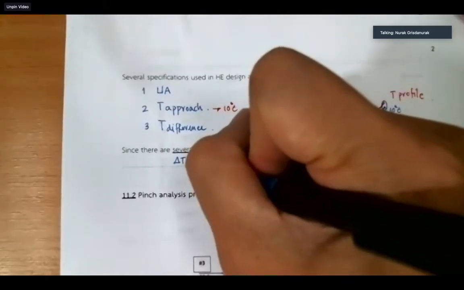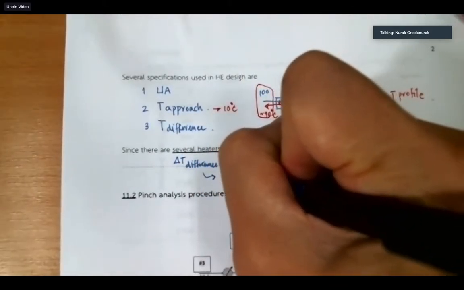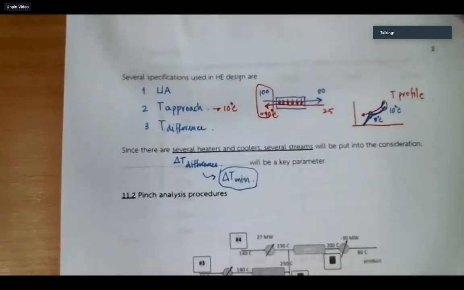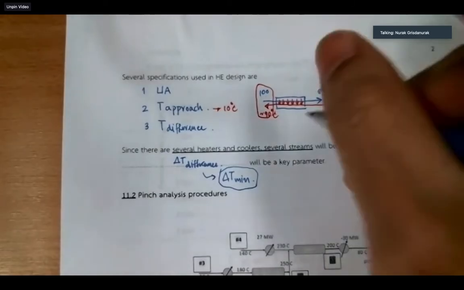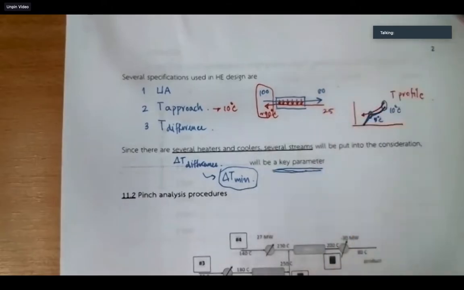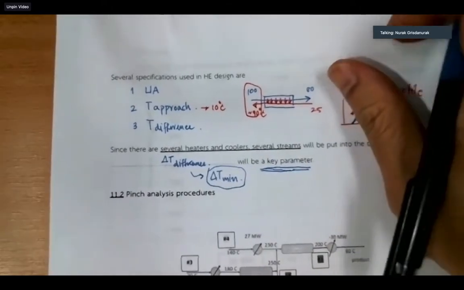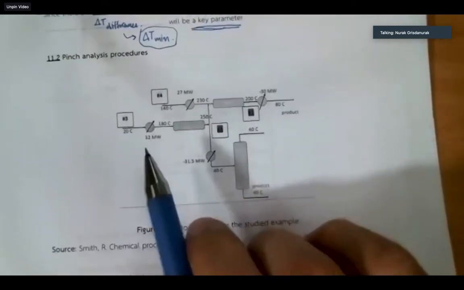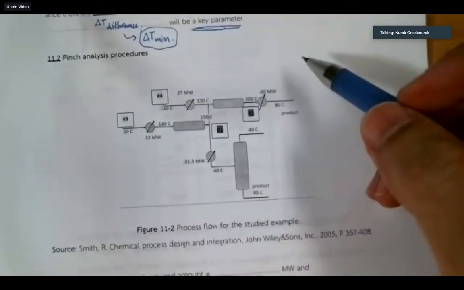So how do we call that? Like delta T min. Next time we call this delta T, a key parameter. Now, we're going to use an example to give you some idea how to calculate this.